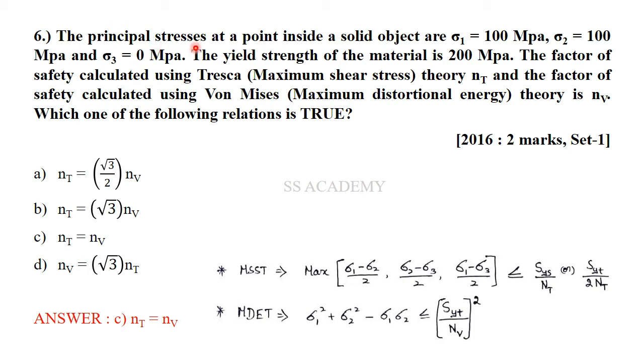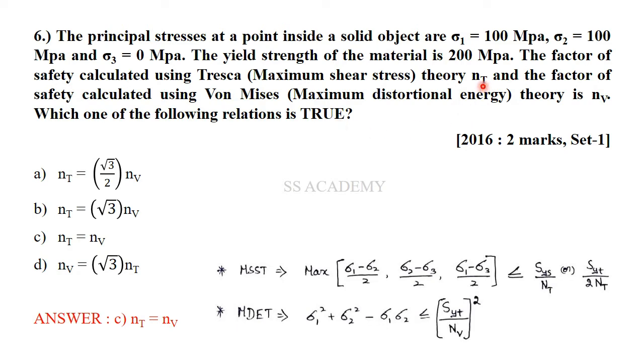The principal stresses at a point inside a solid object are sigma 1 equal to 100 megapascal, sigma 2 equal to 100 megapascal, and sigma 3 equal to 0 megapascal. The yield strength of the material is 200 megapascal, that is SYT is 200 megapascal. The factor of safety calculated using Tresca's theory, Guest and Tresca's theory, that is maximum shear stress theory, MSST, is NT, and the factor of safety calculated using Von Mises or Von Mises and Hencky's theory or MDET theory or maximum distortional energy theory is NV. Which one of the following relations is true?